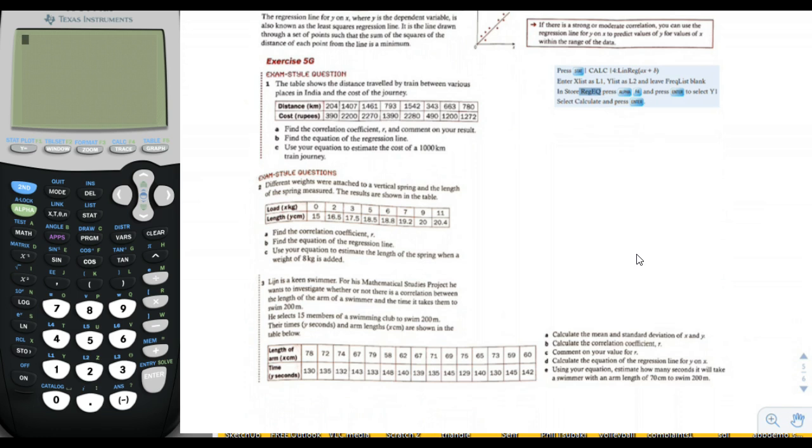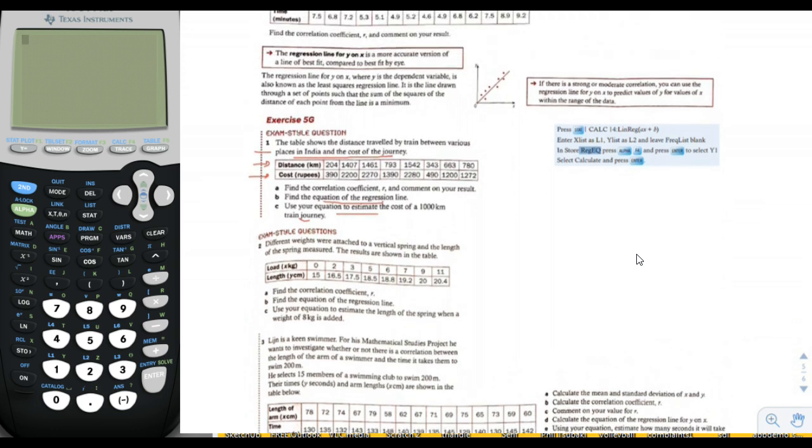So we're going to be doing 5G number 1. The table shows the distance traveled by a train between various places in India and the cost of the journey, with the distance above and the cost below. Find the correlation coefficient R and comment on your result. Find the equation of the regression line and use your equation to estimate the cost of a 1,000-kilometer train journey.